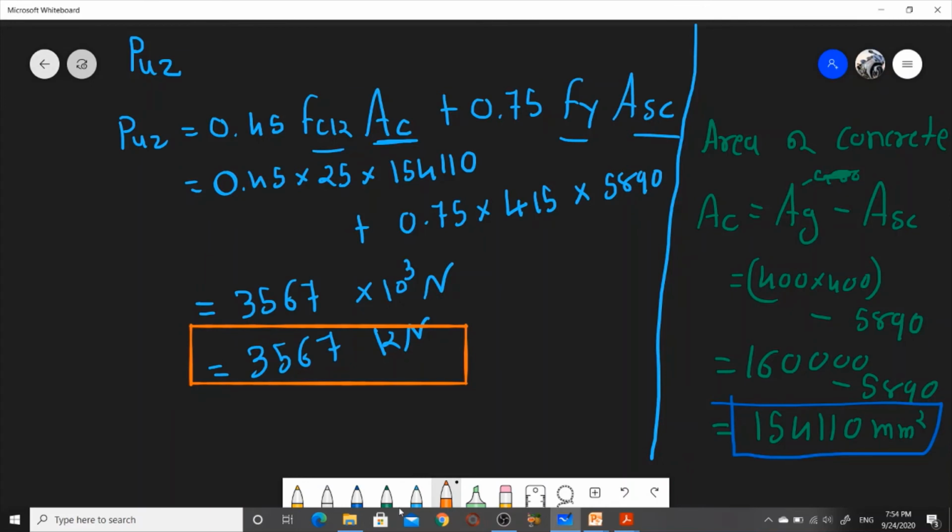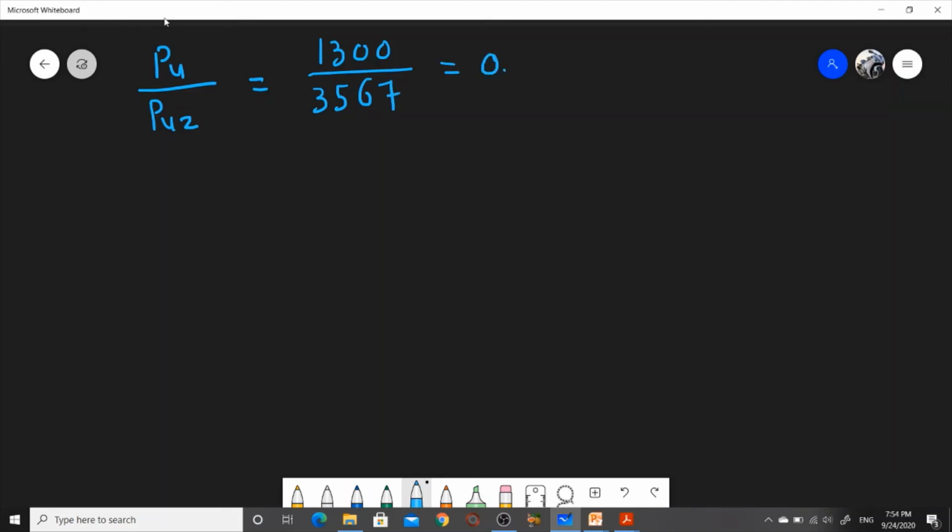Now we will find out alpha n. We can find out alpha n by the equation PU divided by PUZ. So PU is equal to 1300, which is the axial force, and PUZ is 3567. So PU by PUZ value is 0.364.